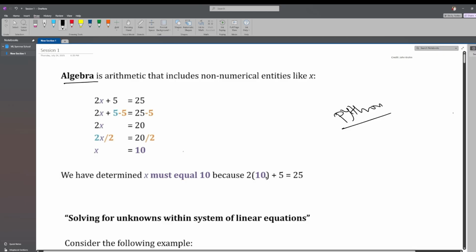So what is algebra? Algebra is basically some sort of arithmetic that includes non-numerical entities like x. So for example, your friend just came to you and asked, let me know this thing: there is something in a box which we multiply by 2, and then we add 5 to the multiplication value, and we get 25. So what will be the value in the box?